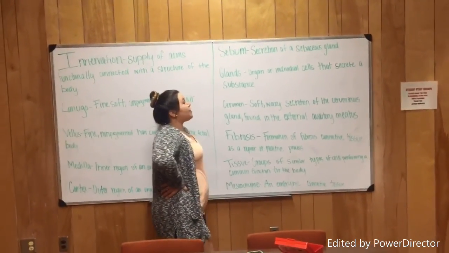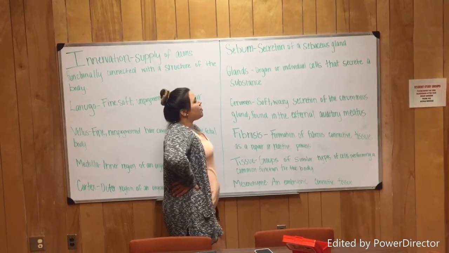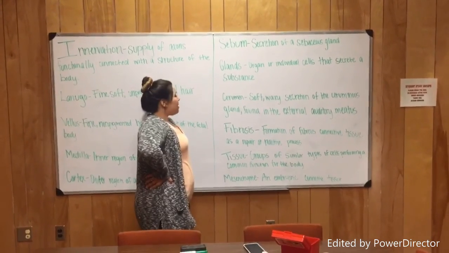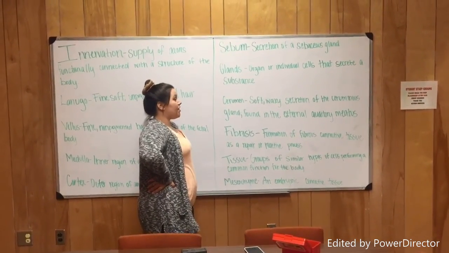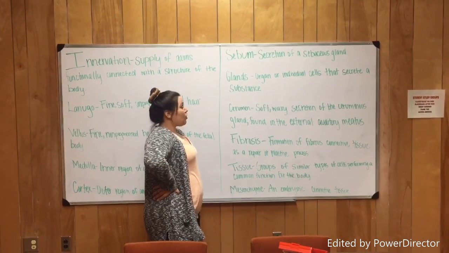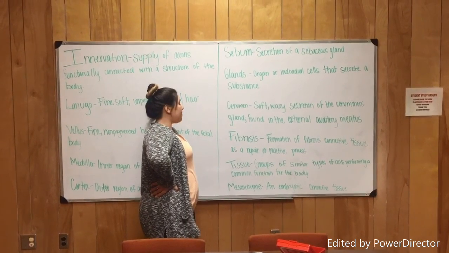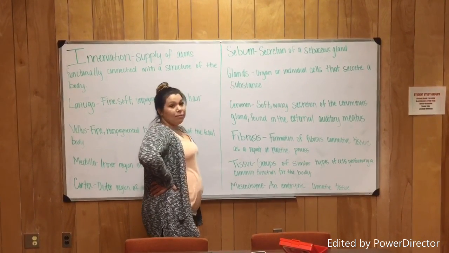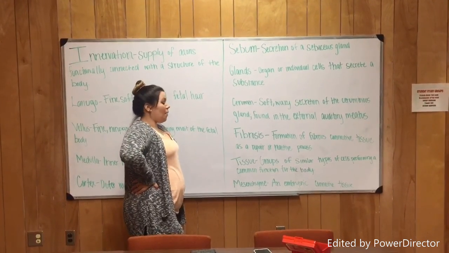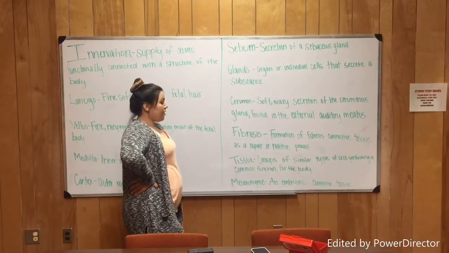The sebum is the secretion of a sebaceous gland. Glands are organs or individual cells that secrete a substance. Cerumen is the soft waxy secretion of the ceruminous gland found in the external auditory meatus. Fibrosis is the formation of fibrous connective tissue as a repair or reactive process. Tissue is groups of similar types of cells performing a common function for the body. And mesenchyme is an embryonic connective tissue.